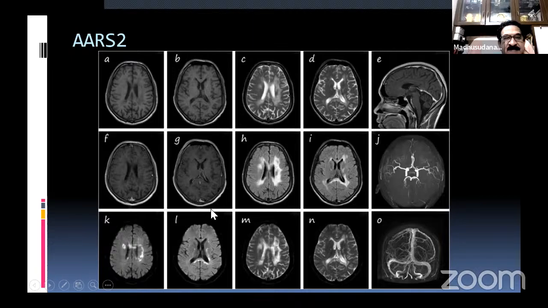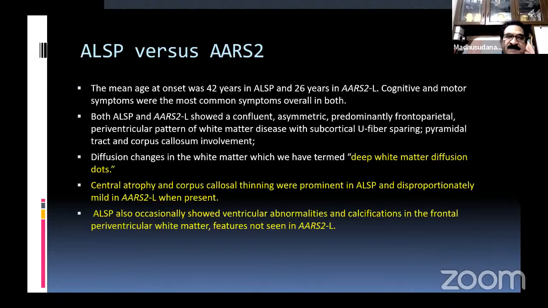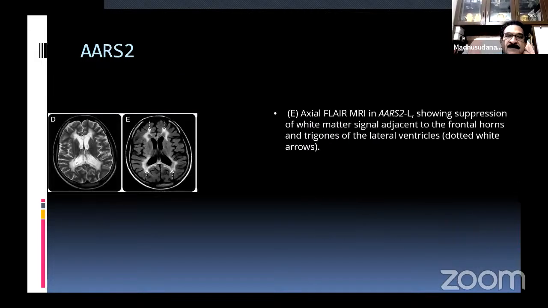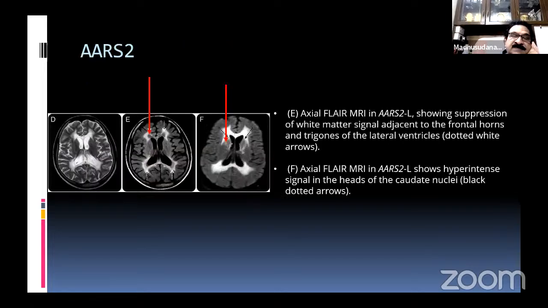I think I'll skip those things. This is again AARS2. There are some differentiating radiological features, but I'll skip those. So that's about these things in leukodystrophy. When you get a symmetrical white matter abnormality, consider leukodystrophy as one of the possibilities; it can present even in old age, up to 70 years. And there are three conditions which present with diffusion restriction. One is ALSP, second is NIAD or Fragile X overlap, third is AARS2 disease.